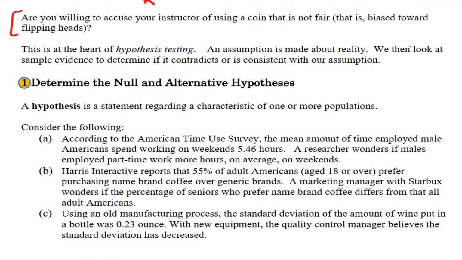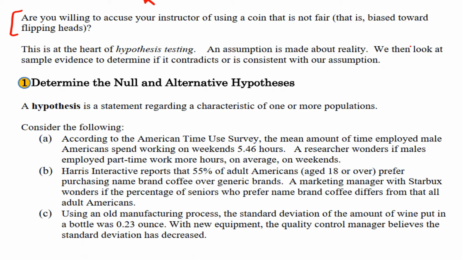A hypothesis is a statement regarding a characteristic of one or more populations. So here's some statements that could be made. According to the time use survey, the mean amount of time employed male Americans spend working on weekends is 5.46 hours. A researcher wonders if males employed part-time work more hours on average on weekends.